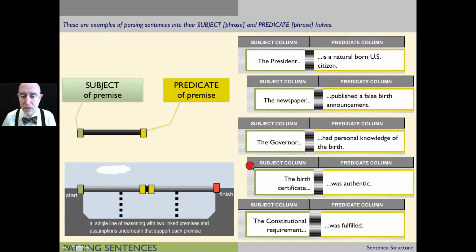Our next example, in the subject column, the birth certificate, and the predicate column, was authentic. And our last example on this slide, the constitutional requirement is the subject, and was fulfilled is the predicate. So being able to parse or divide your sentences into the subject-predicate form is the first requirement of the 5 steps in using the logic bridge.